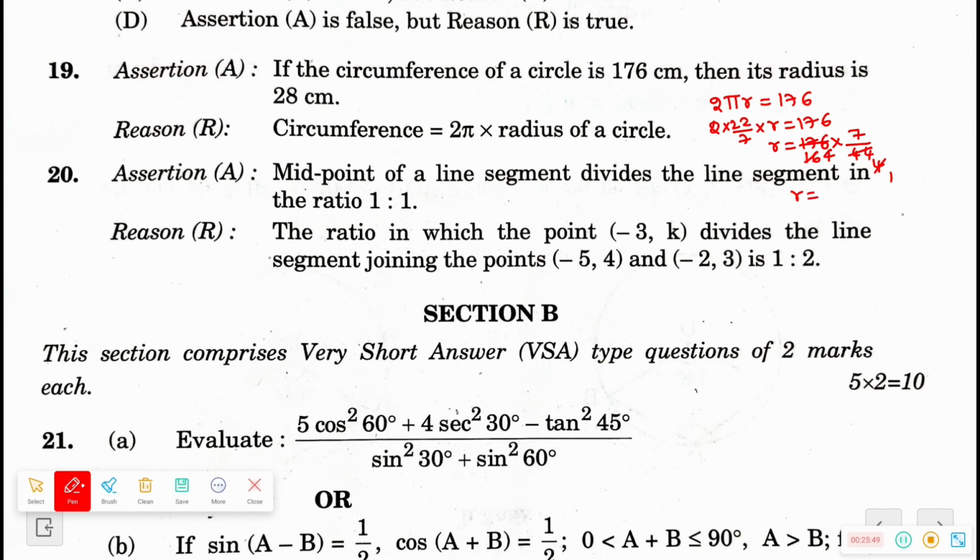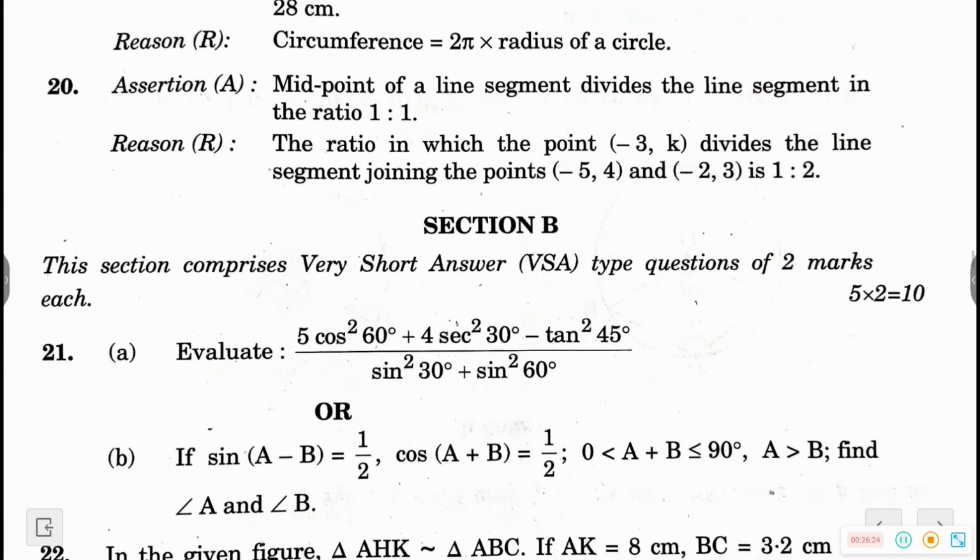So we get r is equal to 4 into 7. 4 into 7 is 28. R is equal to 28. They said circumference 176, radius 28. So assertion is true. We also got radius 28 only. And the reason, what is the reason? Because circumference is 2 pi times the radius of a circle. Yes, we used the same formula, 2 pi times the radius of the circle. So assertion is true, reason is true, and reason is the correct explanation of assertion. So the 19th question is option A. Option A is correct.